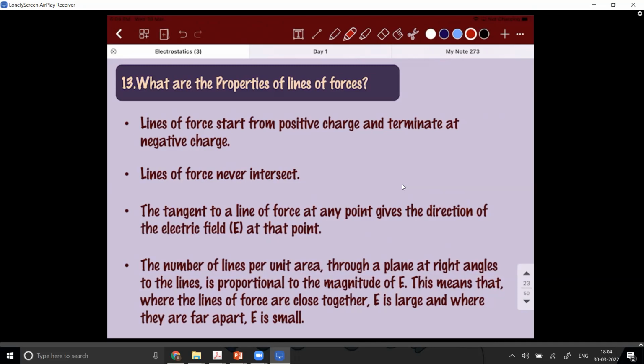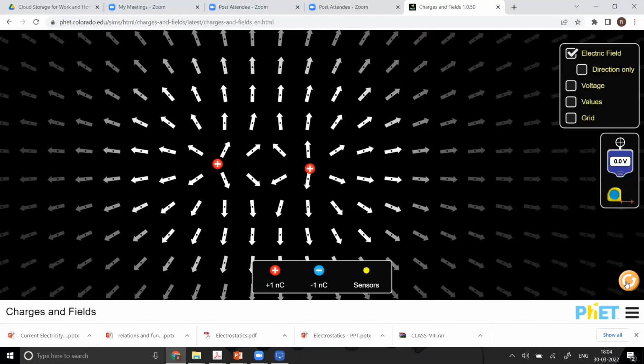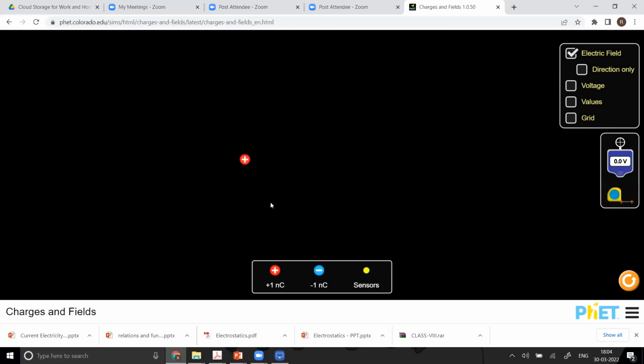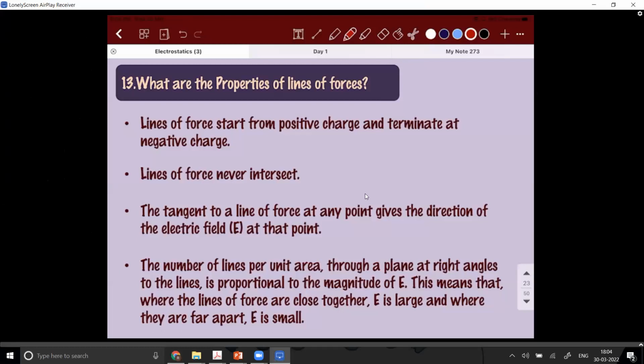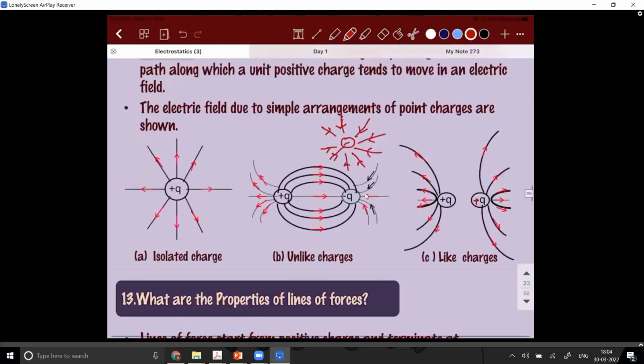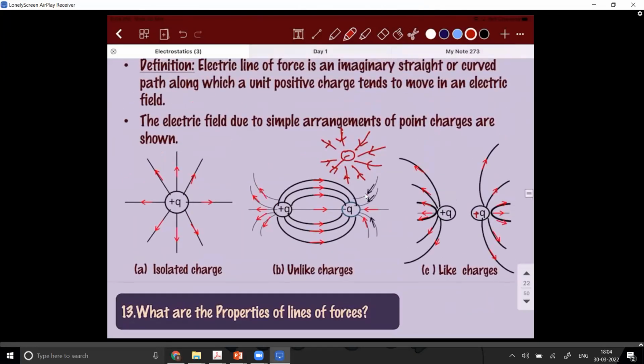They do not form a closed loop. Okay. You want me to reset it? See, you observe it clearly now. Okay. No, look at the arrow marks. It starts with a positive charge, ends. Every line is like this. It is not in the opposite direction. Whereas if you see a magnetic field line, they will be in the opposite direction. That is what is called a closed loop.